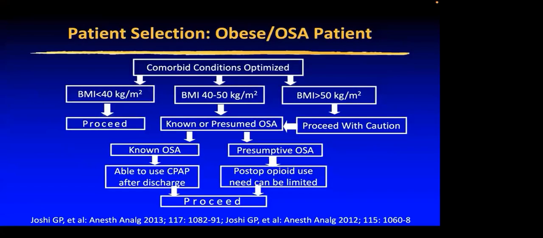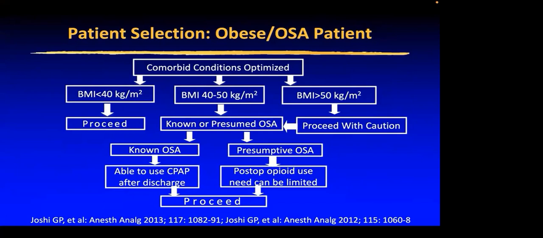Another controversial patient characteristic is obesity and the presence of OSA. What this algorithm shows is the approach to patient selection in this patient population. Assuming that the patient's comorbid conditions are optimized, that is, they have ASA physical status of 3 or less, we divide the patient into 3 separate categories. Patients with BMI of 40 or less are suitable for ambulatory surgery in an ASC. In contrast, for patients with BMI of 50 or more, one should proceed with caution and also consider the presence of sleep apnea. For patients with BMI of 40 to 50, we also need to consider the presence of sleep apnea.